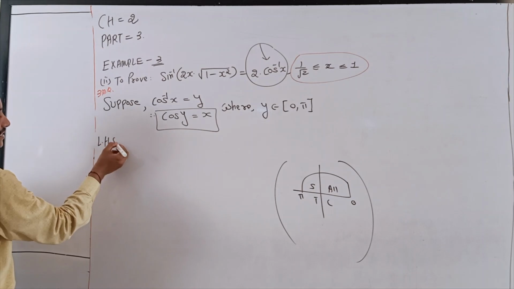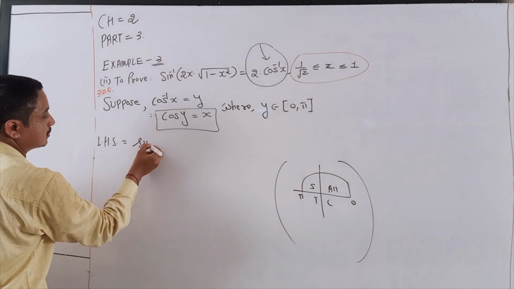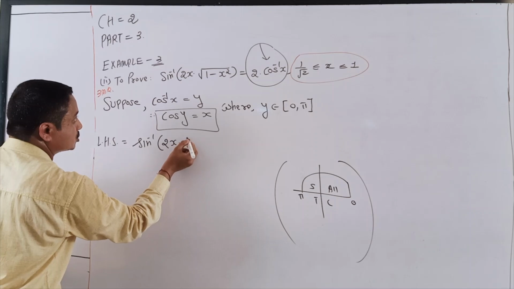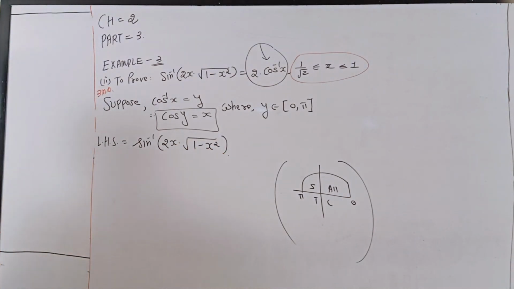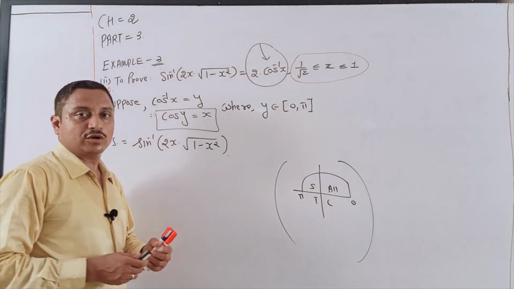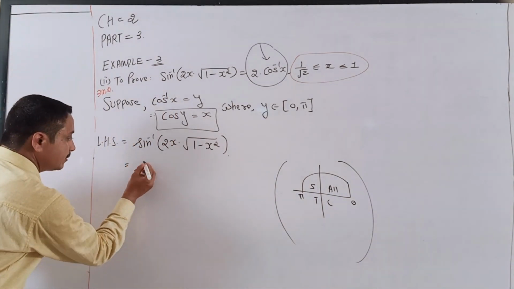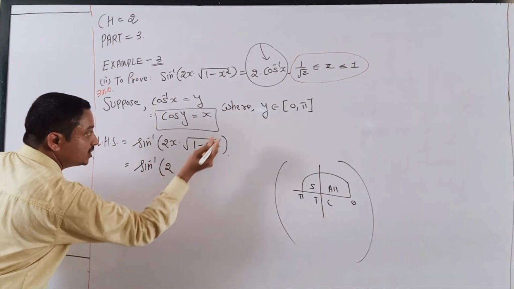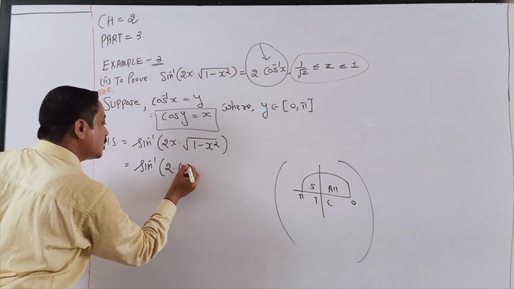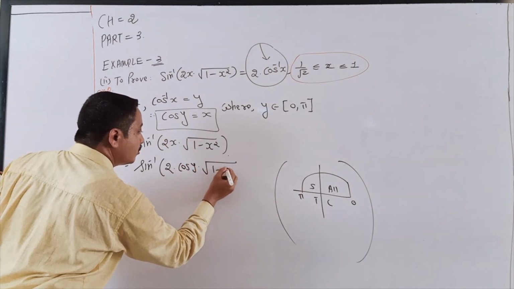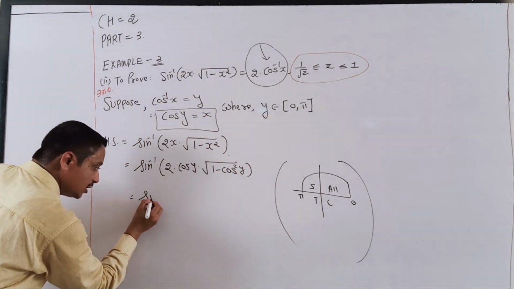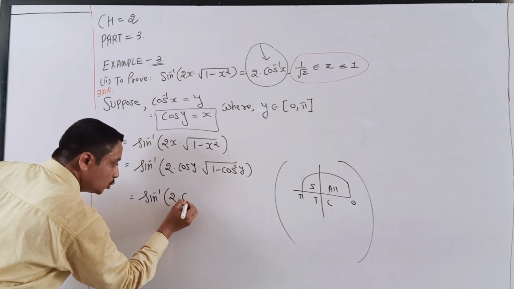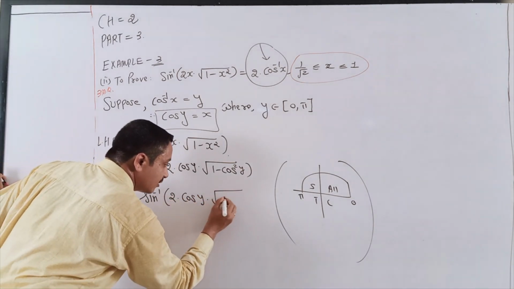So now I go to LHS. What is my LHS? Sin inverse 2x under root 1 minus x square, and that value you put in. Sin inverse 2, what is x? Yes, it is cos y, under root 1 minus x is again cos square y. So sin inverse is 2 into cos y into root of sin square y.